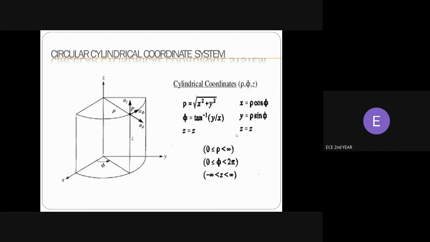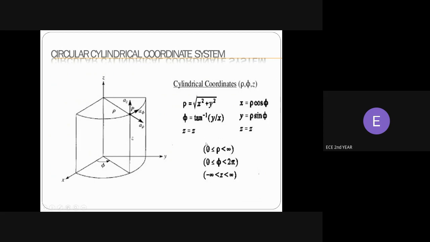Now let us see the second coordinate system, called the circular cylindrical coordinate system. In this, the three coordinates present are rho, phi, z. These are the three coordinates used in the cylindrical coordinate system. Here, a part of a cylinder is represented in order to explain the coordinate system. Here we take the point P. If we take P, we are going to represent three components: first A rho, the other A phi, and the other A z.